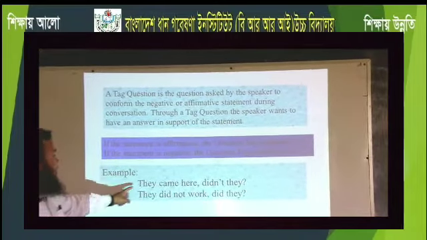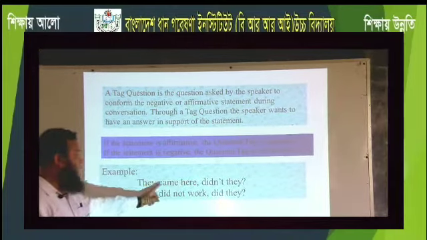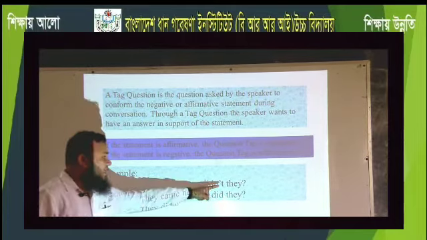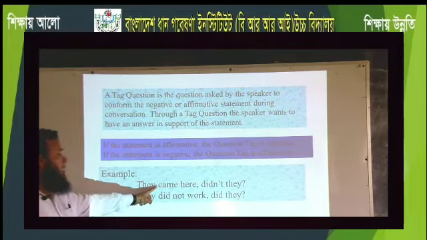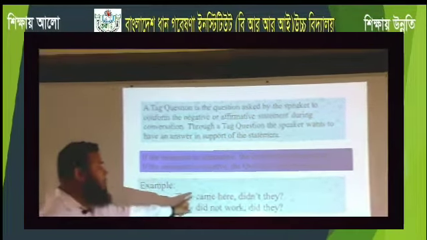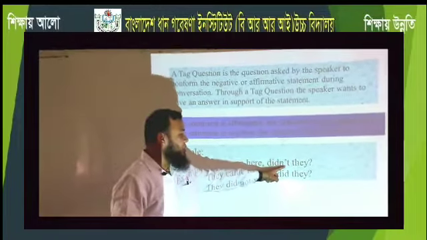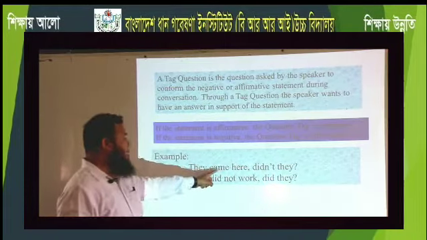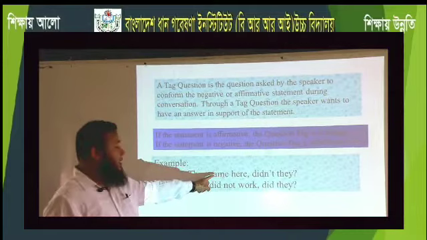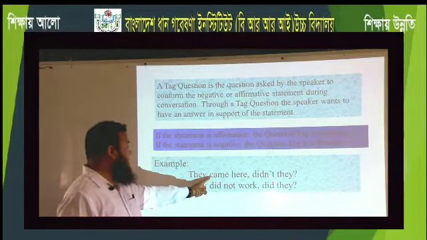Now example, they came here, didn't they? They came here is an affirmative sentence, you know. For this reason, we have used this not. Again, they came here is a past indefinite tense. Since it is a past indefinite tense, we use did. If it was a present indefinite tense, then we will use do or does according to the subject.